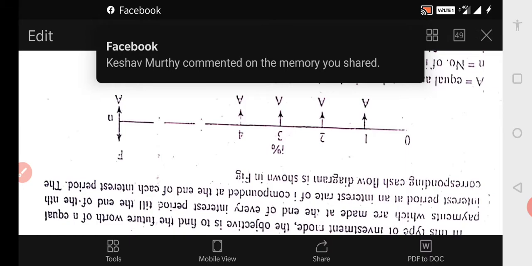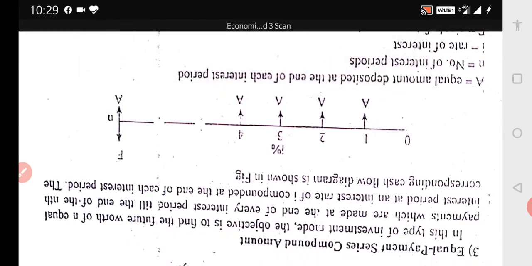and F is the future amount I am getting. Okay, so here I am paying, for example, I am paying annually for say 10 years. So I am paying some 1000 rupees every year. So after 10 years, what is the future amount I am going to get?